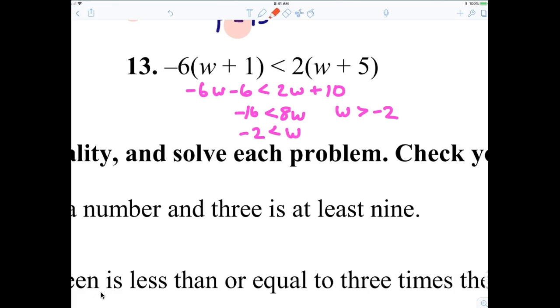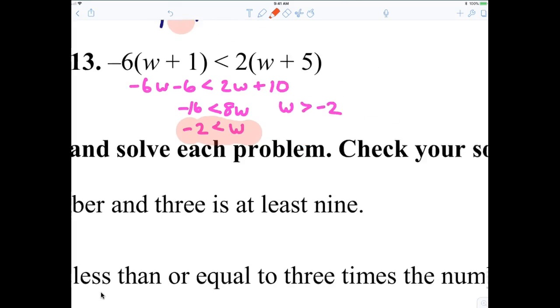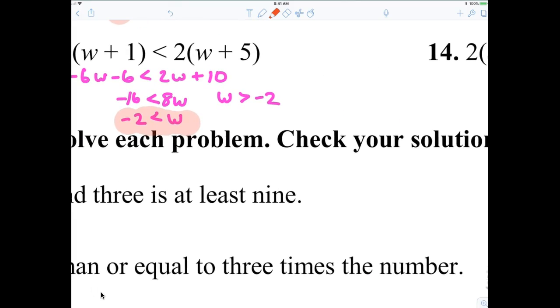Now, listen to me. This, to me, was hard to understand. If negative 2 is less than W, then that means W has to be greater than negative 2. Does that make sense? So greater than negative 2 can be written in interval notation as what? Negative 2 to infinity. Once you see it, it's very easy. But if you're not seeing it, we can't go forward.